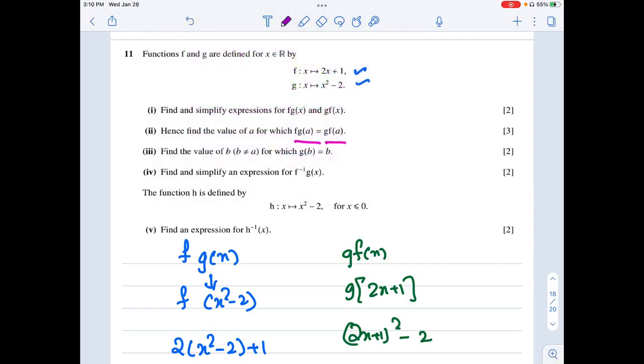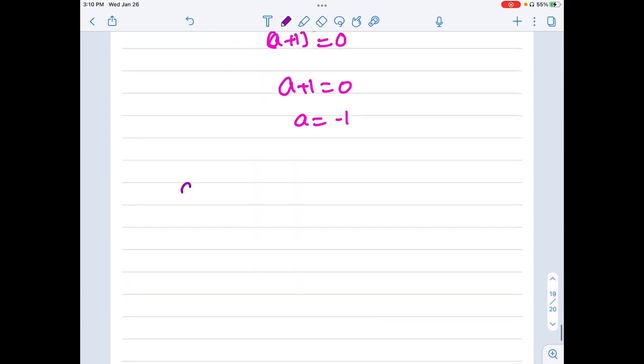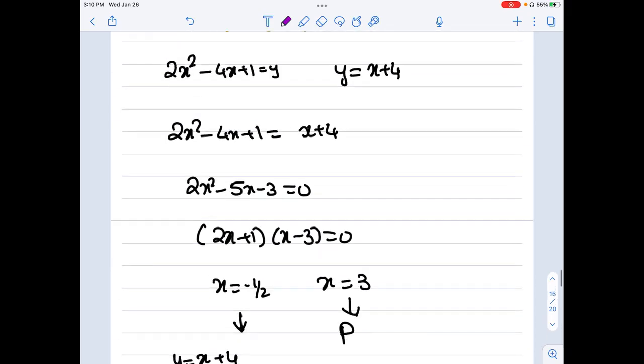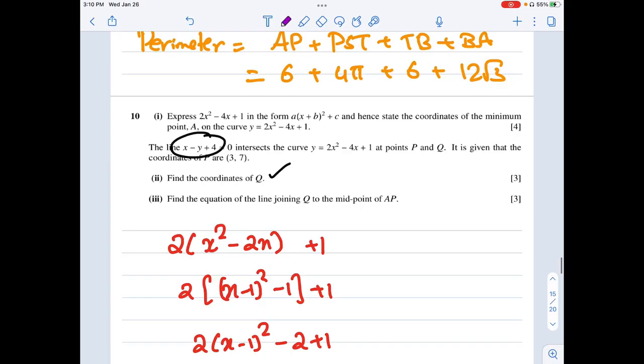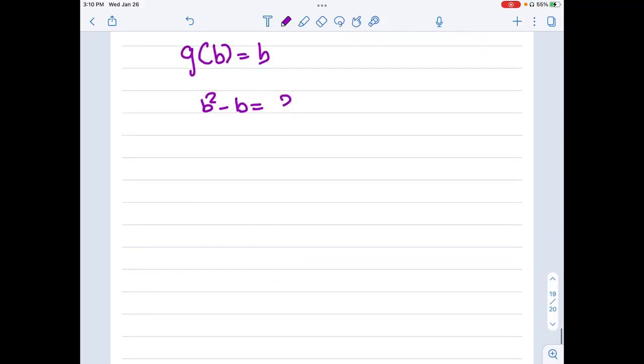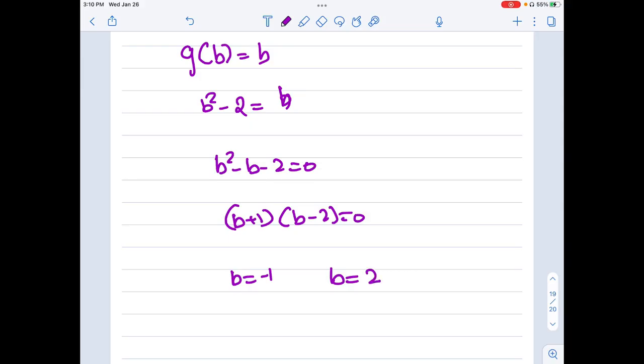Next part, find the value of b such that g of b is equal to b. g of b equals b. g of b is, from question number 5, x square minus 2. So b square minus 2 is equal to b. So b square minus b minus 2 is equal to 0. Factorize that: b plus 1 times b minus 2 is equal to 0. So I get either b equal to negative 1, or b is equal to positive 2.